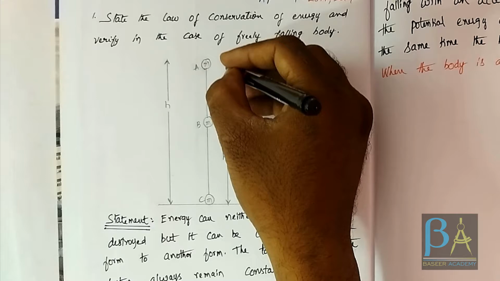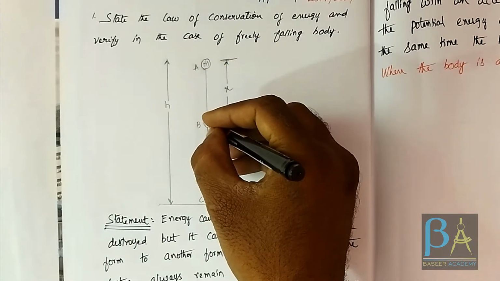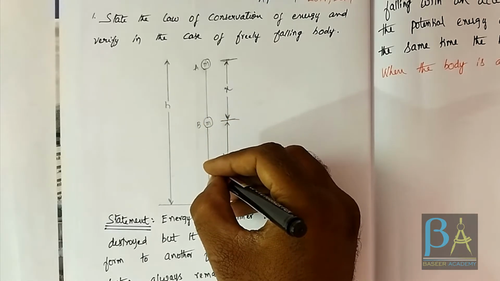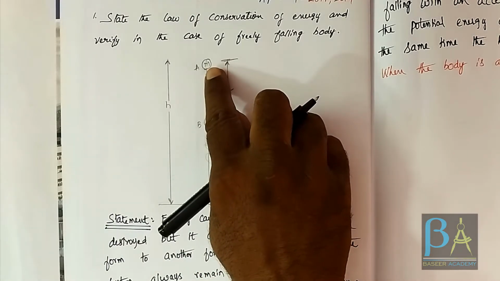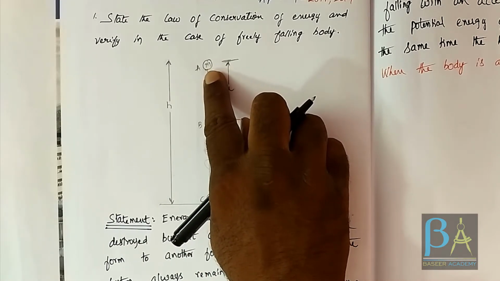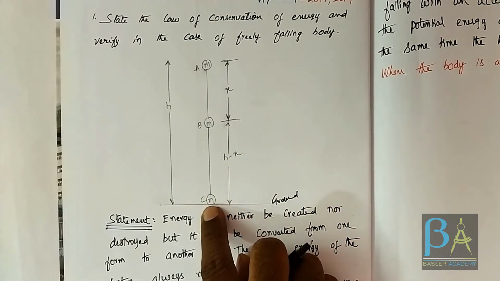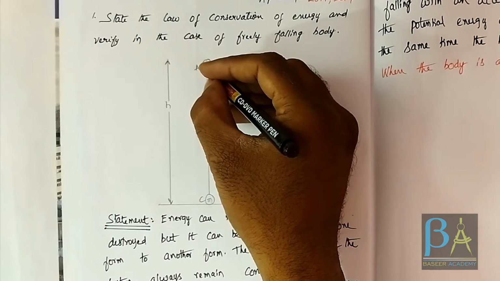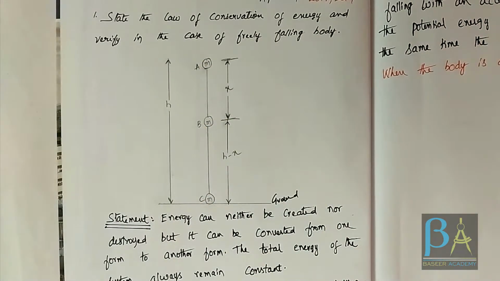Let us say it covers a distance x, and then it reaches point B, and then from point B it keeps falling down and finally reaches point C. So we have to find out the total energy at point A, the total energy at point B, and the total energy at point C, and check for ourselves if the total energy at point A, at point B, and at point C remains the same.